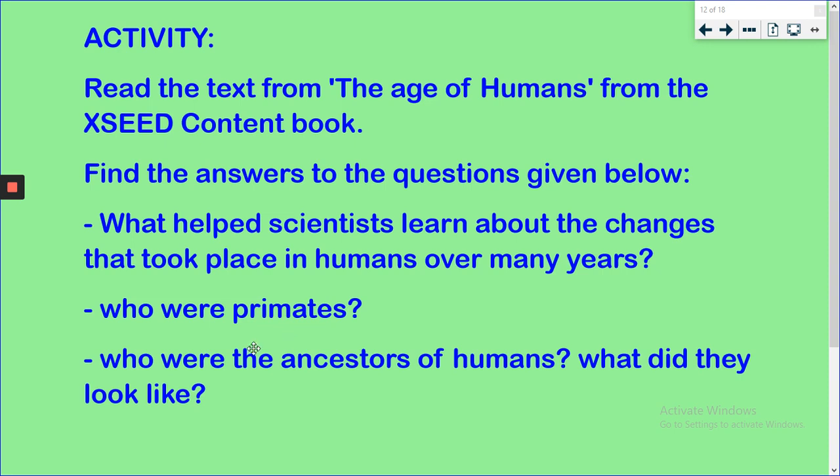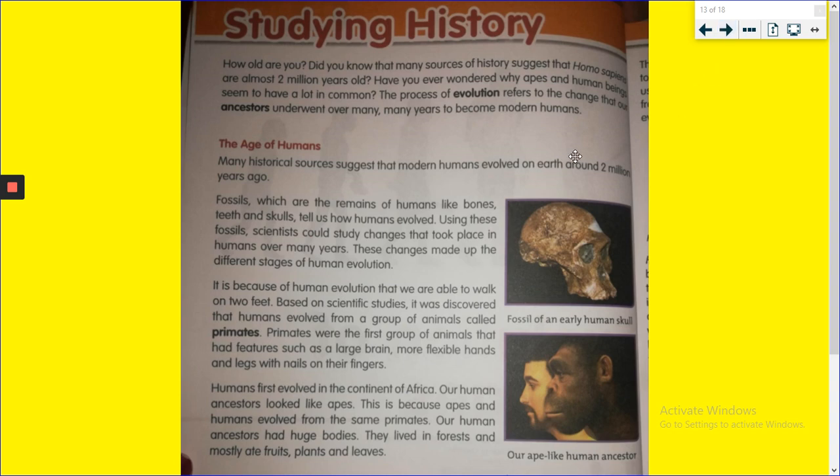Okay, and then who were the ancestors of humans? According to the scientists, who is our ancestor? Our human ancestors look like apes. Yes, this is because apes and humans evolved from the same primates. So our ancestors look like apes. So they consider our ancestors are apes, and we evolved from the apes. Okay. Yes, that is the correct answer.